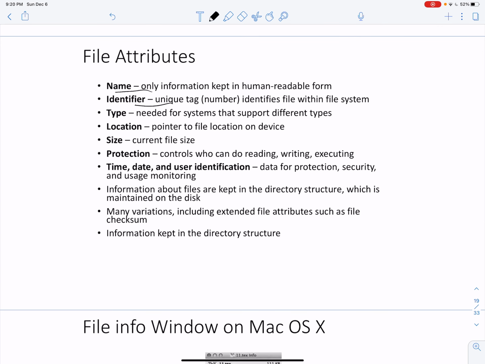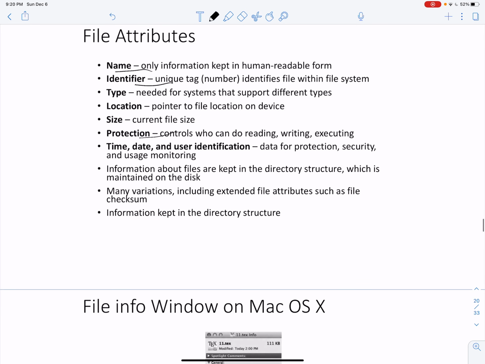So it's like .exe or .doc or .pdf, and then location, so where it is stored on a hard drive, and then size, and then the protection, meaning who can read it, who can write it, and who can execute it.